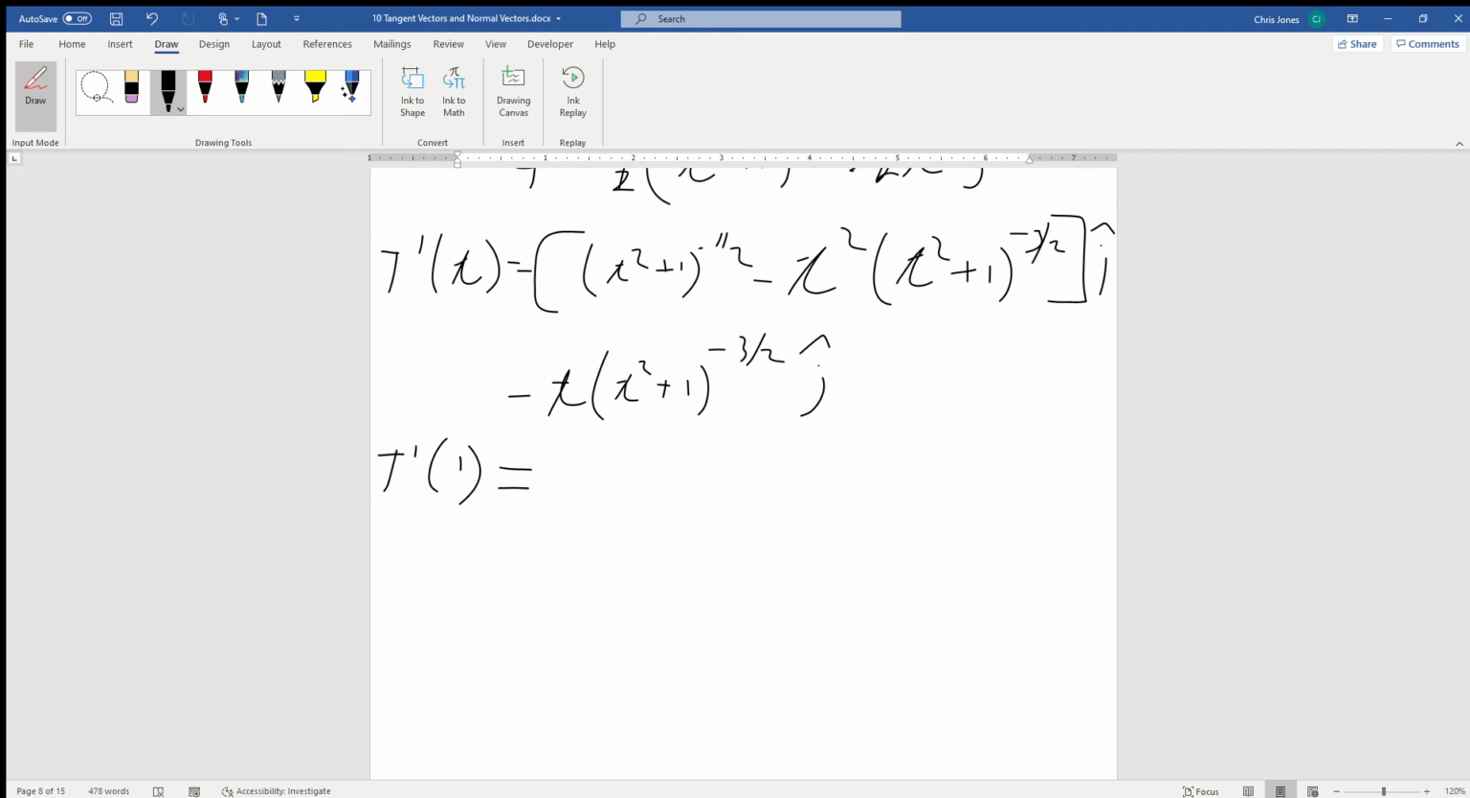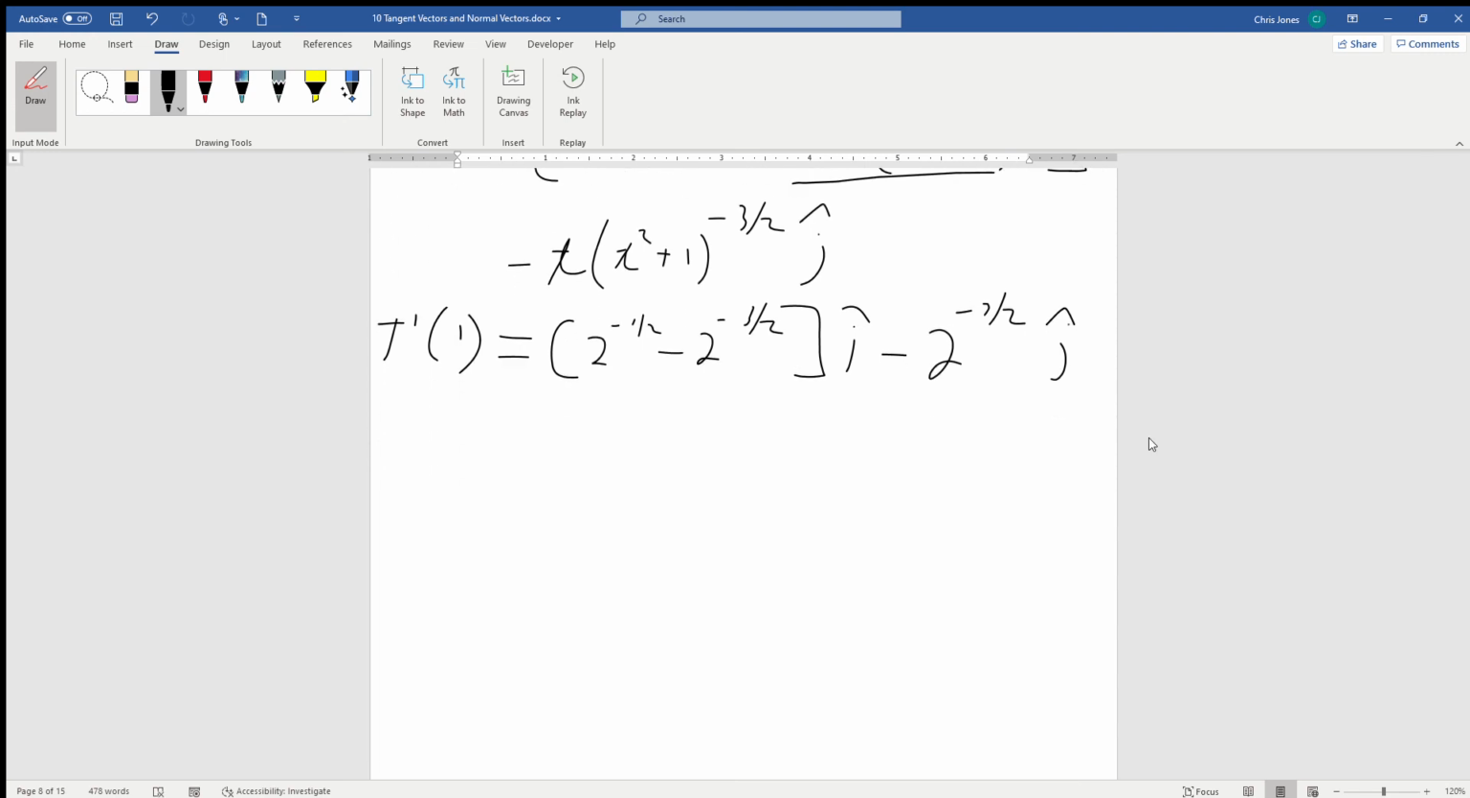All right, so if we substitute 1 back in, we get (1 squared plus 1) to the minus 1/2, which is going to be 2 to the minus 1/2. And then over here, (1 squared minus 1 plus 1) to the minus 3/2, so that's going to be minus 2 to the minus 3/2, and that's i. And then over here, 1 times 2 to the minus 3/2, so that's going to be minus 2 to the minus 3/2 j.